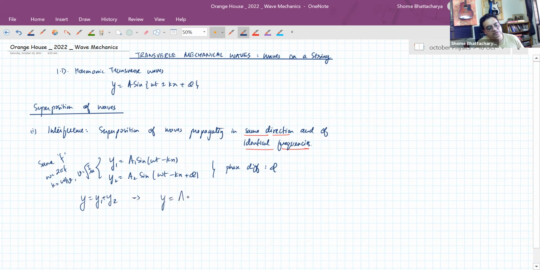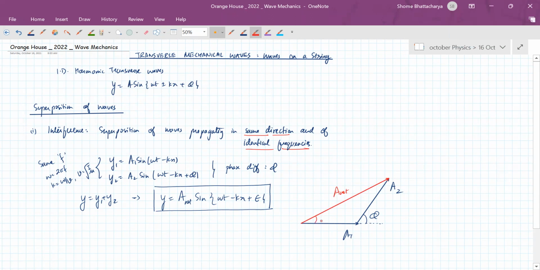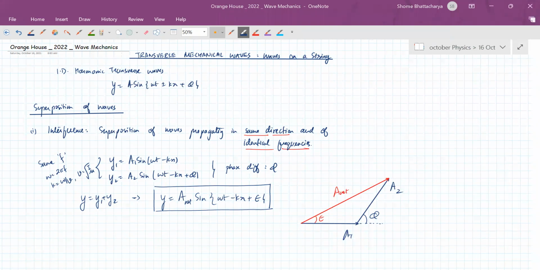When these two are superimposed, the resultant equation has some resultant net amplitude, the same frequency and wavelength, and some resultant phase. We saw that this net amplitude can be represented by a phasor diagram, wherein we represent the individual amplitudes as two arrows with the phase difference phi. This is a simple way of doing this. Yes, we have done this in the last lecture.